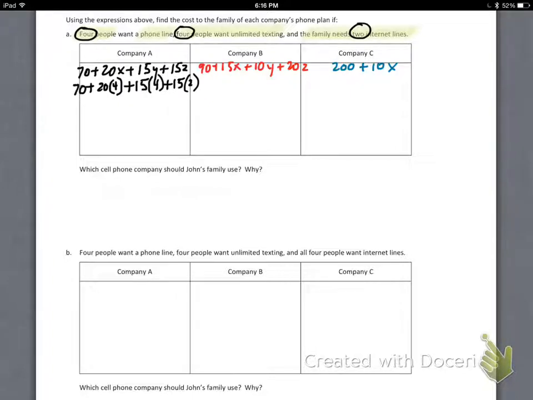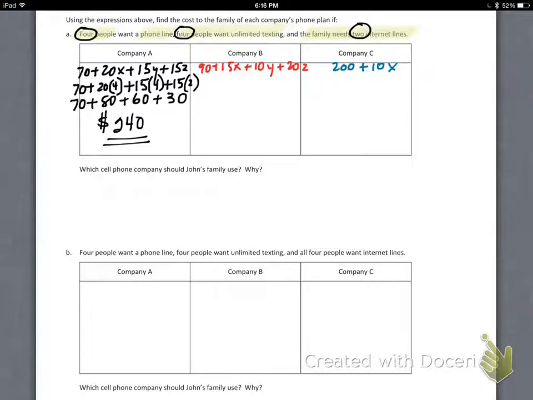Okay. Then if I continue on, I just do my multiplication. So now I have 70 again plus 20 times 4, which is 80, plus 15 times 4, which is 60, plus 15 times 2, which is 30. And then if I add all these up, 150, 210, $240. So company A would be charging $240 for this plan.